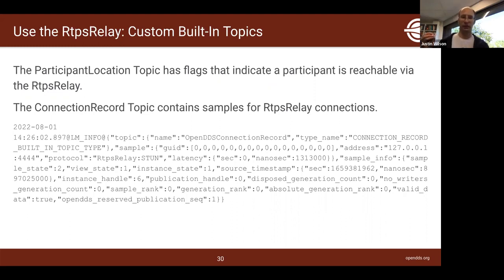So you would see both the SPDP, in this particular case port 4444, which is to the left of the protocol. You would see also one for the SEDP, as it's doing these connectivity checks and publishing these connection records. There's also reported latency. So you can measure the round trip latency that a STUN connectivity check is taking. In this particular case, that was 1.3 milliseconds. Again, this is running locally and it's very fast. Realistically, that's going to be more, but that allows a client participant to measure its connectivity to the RTPS relay.